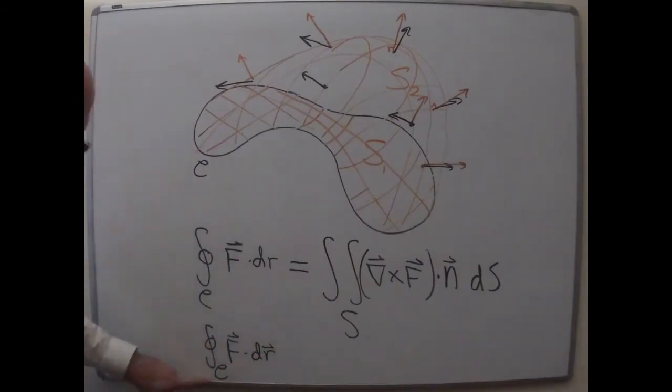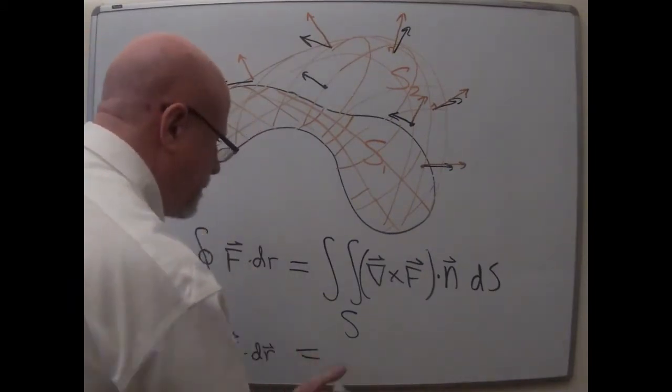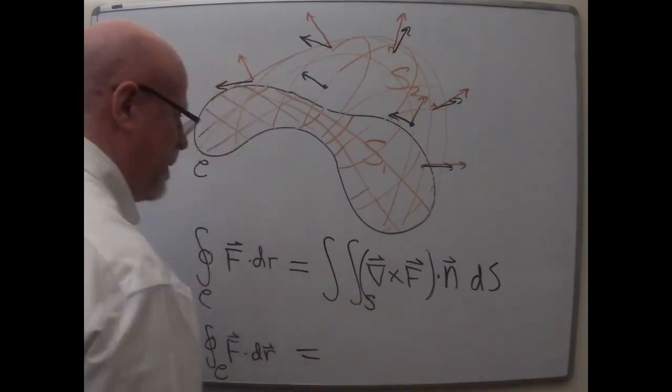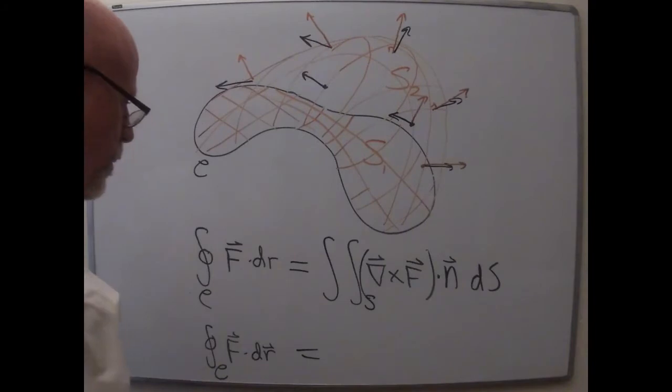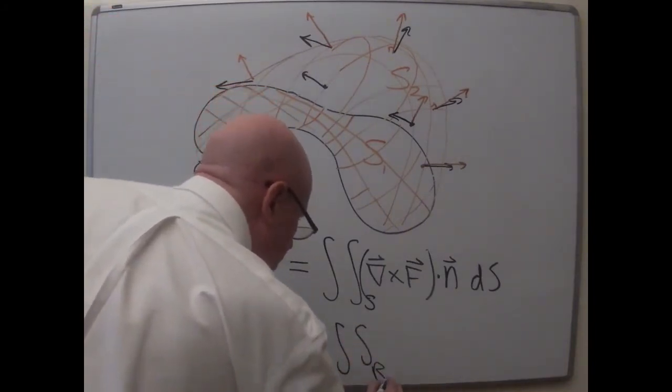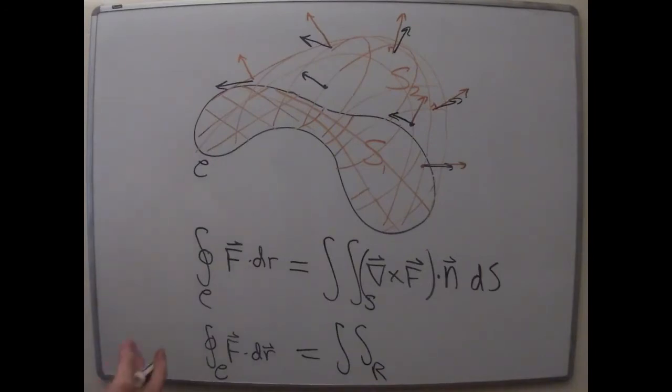Except the curve isn't as fancy. This curve lays flat in the plane, whereas this one may have some true three-dimensionality to it. The right-hand side becomes a double integral, and we usually call the thing that you integrate over R rather than S, because it's a region in the plane, not a surface in space.